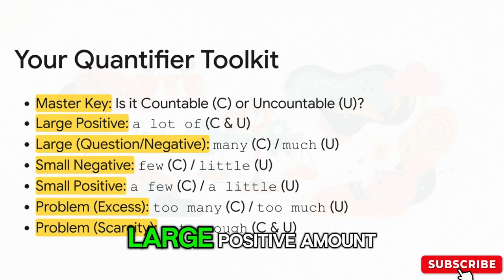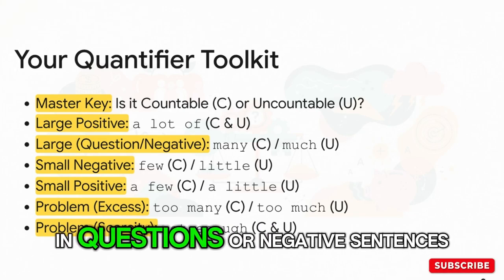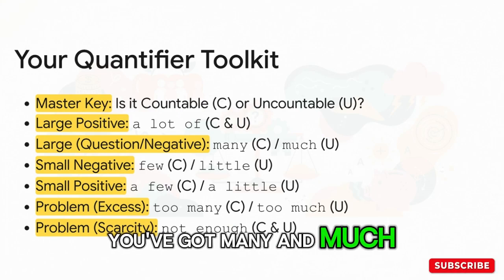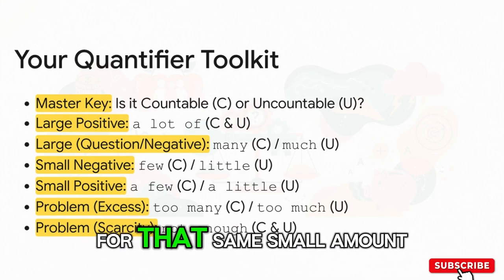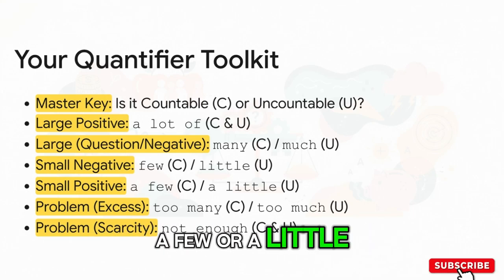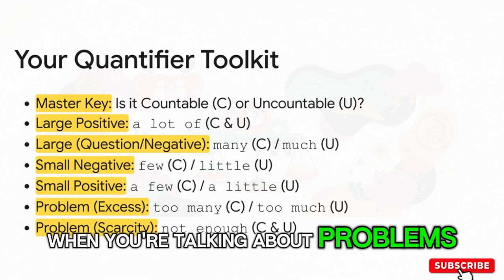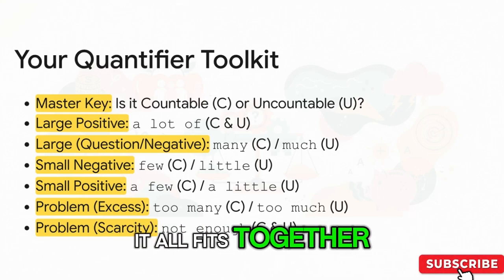If you're talking about a large positive amount, a lot of is your friend. For large amounts in questions or negative sentences, you've got many and much. For a small amount with a negative vibe, it's few or little. And for that same small amount but with a positive happy feeling, a few or a little. And finally, when you're talking about problems, it's too many, too much, or not enough. See? It all fits together.